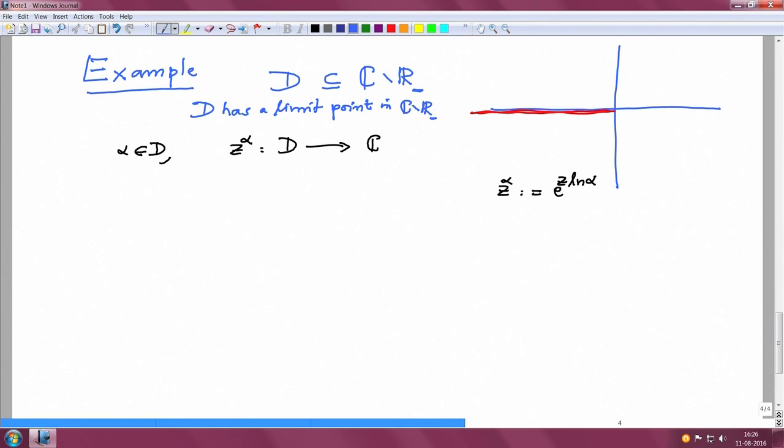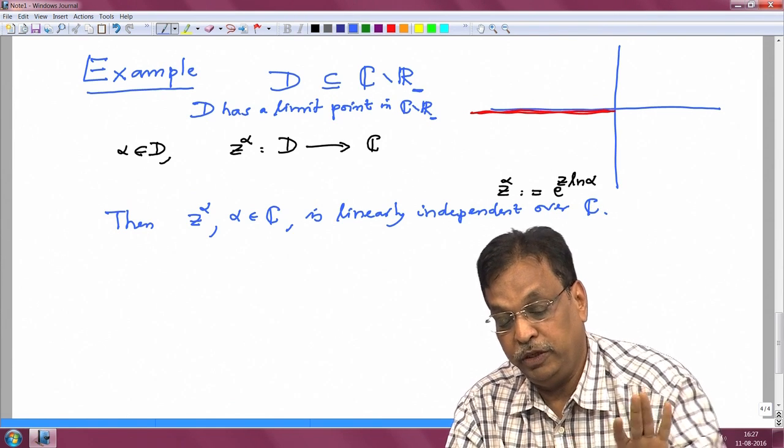This assumption is like another earlier example. We have used the identity theorem for analytic functions. That means if an analytic function is 0 on a subset which has a limit point, then the analytic function is 0 everywhere. So then this family z power alpha, alpha varies in complex numbers, this is linearly independent over C. The idea of the proof is similar, so I will omit it.